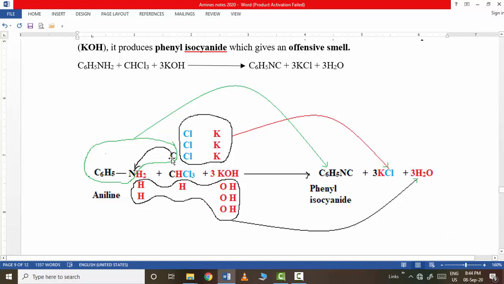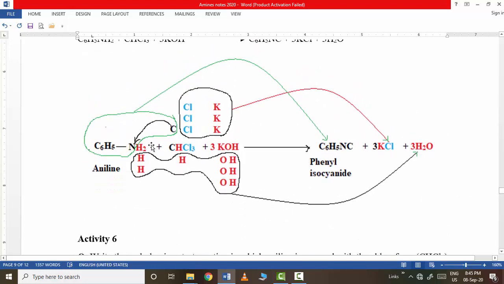Then you have the carbon now from the chloroform. This carbon will be added directly to the nitrogen. So therefore you will have C6H5NC, which is the phenyl isocyanide. So this is your phenyl isocyanide, 3 potassium chloride, then 3 molecules of water. So look at this reaction, how I have written. If you have understood, you just have to remember all this, then you can easily write the product.